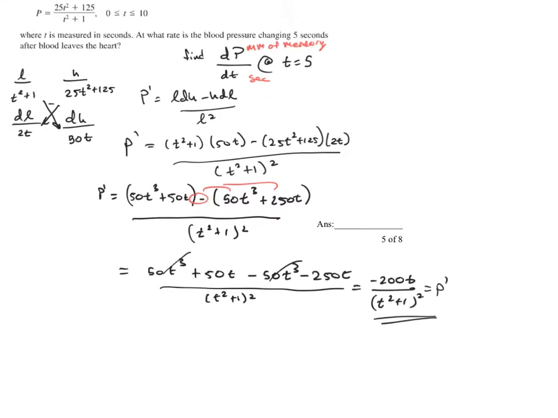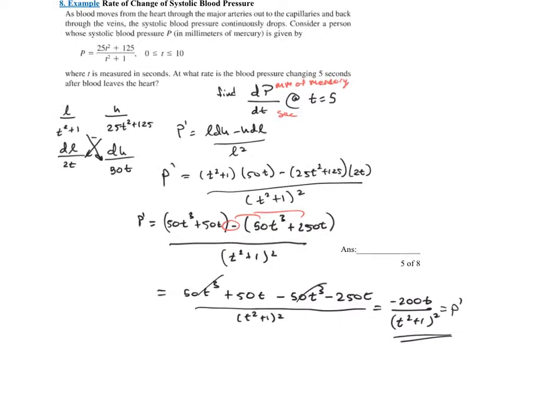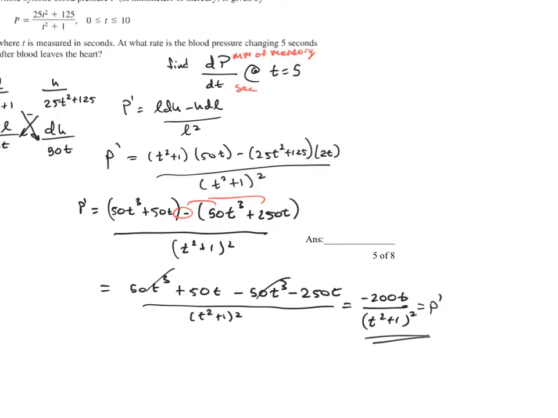Okay, that's important, but that's not our answer. That's our derivative function. So what we want to do is evaluate that at t equals 5. So I'm going to do that in blue here. So at t equals 5, what would we have? We'd have p prime equal to negative 200 times 5 all over 5 squared plus 1, quantity squared. If your calculator gives you a fraction on this one, just hit the double arrow button. I'm getting approximately, when I look at this, negative 1.479. So what the heck does that mean?